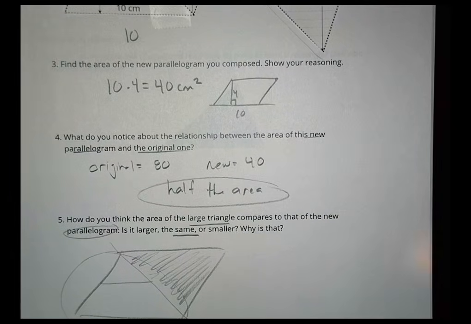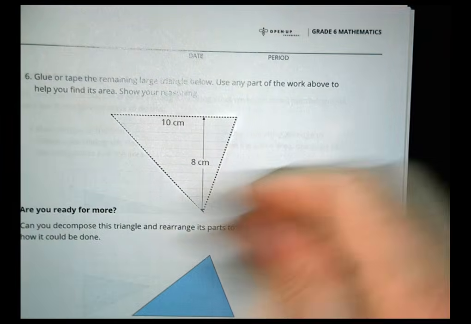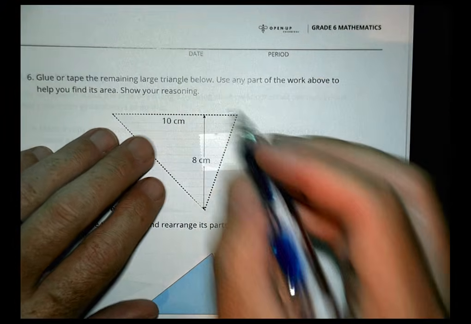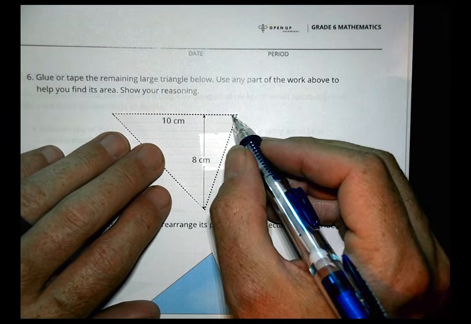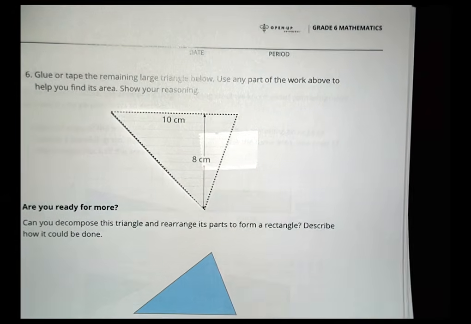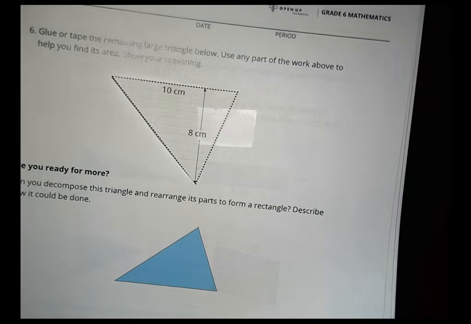Okay? Now it says, number 6, glue or tape the remaining large triangle below. Use any part of the work above to help you find the area. So we can tape it here. Alright, and what do we have? We have this is 10, and this is 8. Huh, interesting. How could that be the case? How could it be 10 and an 8 and make 80 if it really was only going to be half of it, which was 40?